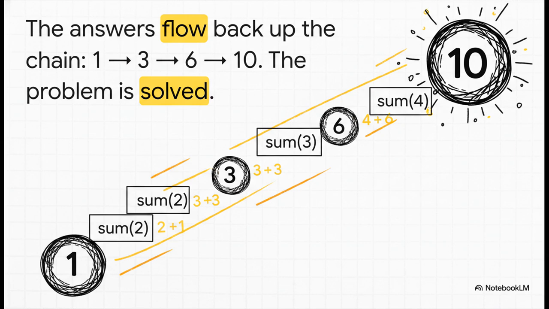The answers start flowing back up the chain. The sum2 function, which was waiting, gets that 1 back. It can finally finish its job. 2 plus 1 is 3. It returns 3. Now sum3 gets that 3, does its math. 3 plus 3 is 6, and it returns 6. Finally, our original function call, sum4, gets the 6, calculates 4 plus 6, and returns the final answer, 10.